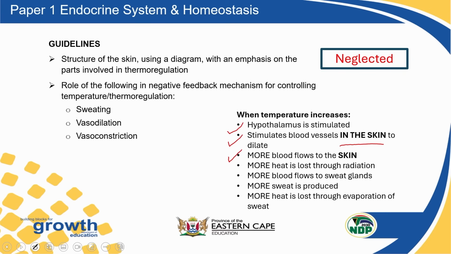More blood flows to the skin, right? More heat is lost through radiation. More blood flows to sweat glands, more sweat is then produced, and more heat is lost through evaporation and sweat. Notice these words here, more, more, more, more, more. It's important to state that. And if we are explaining the opposite, then we are going to say less, less, less. It's important to include those words, otherwise you will lose the marks.